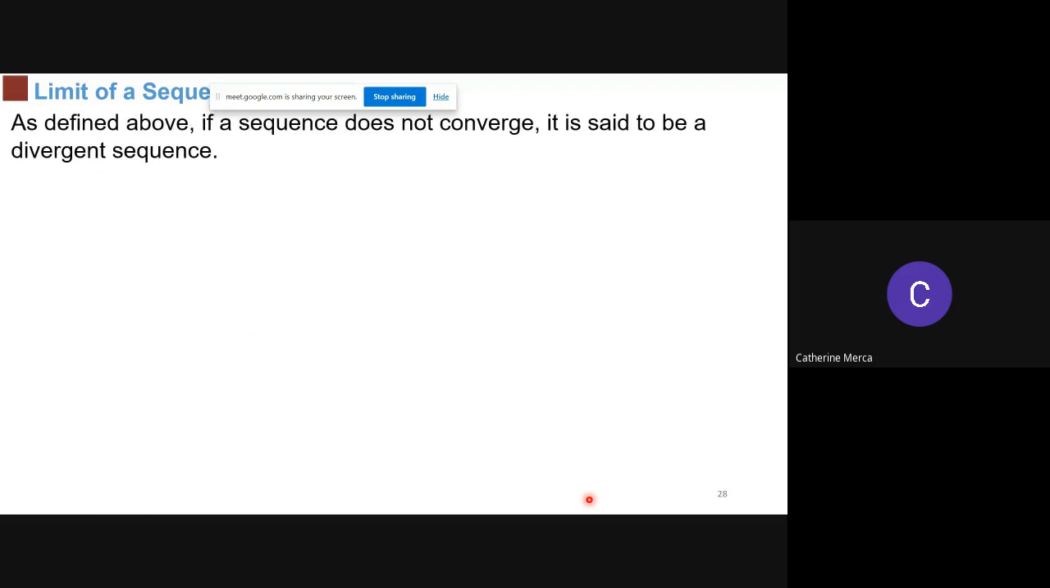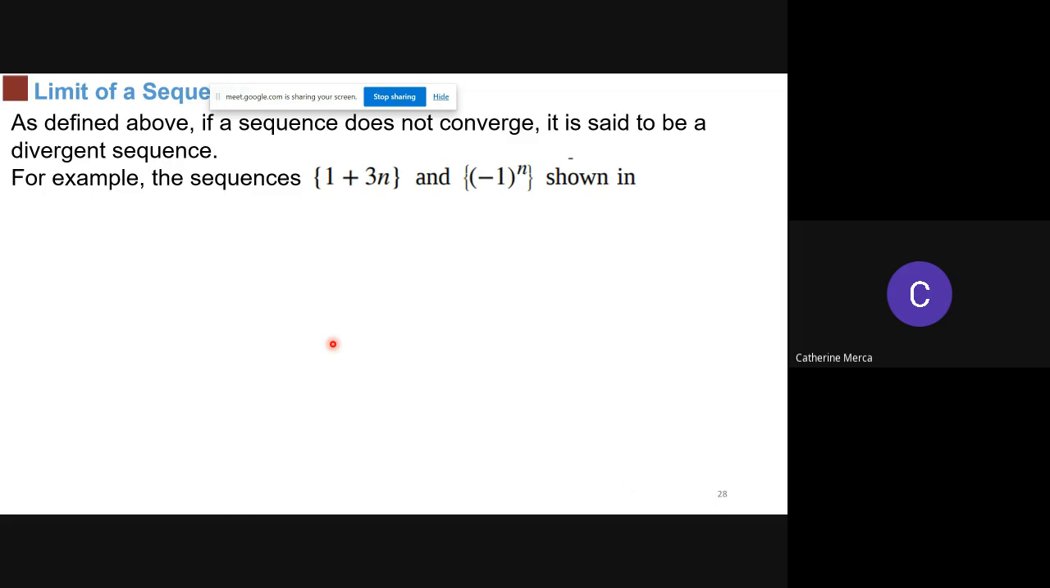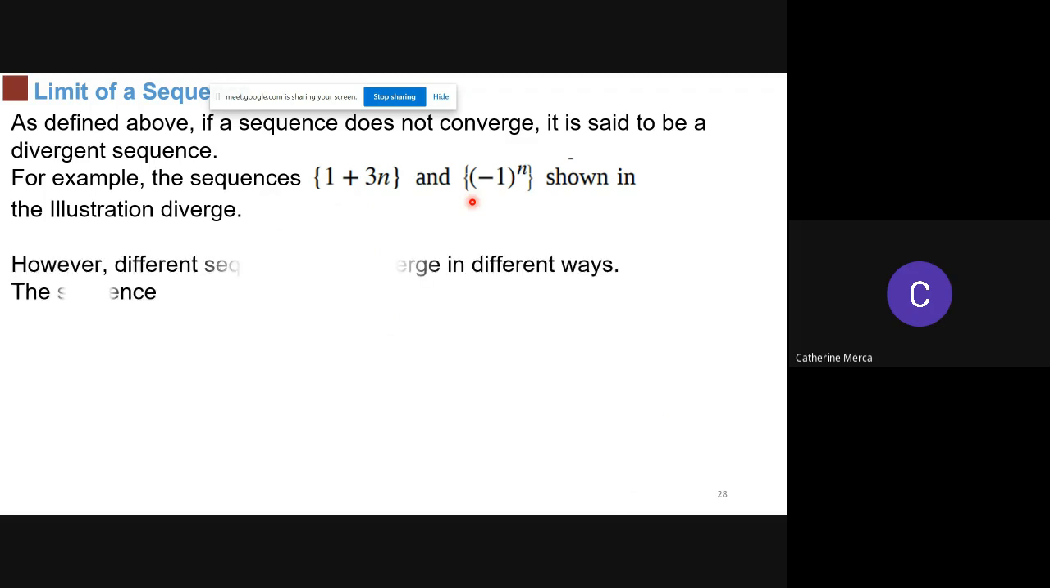If the sequence does not converge, then it is actually divergent. Example, the sequence shown in the illustration actually diverges. It becomes a large number, 1 plus 3n, and then it has negative 1 to the n, alternately positive.